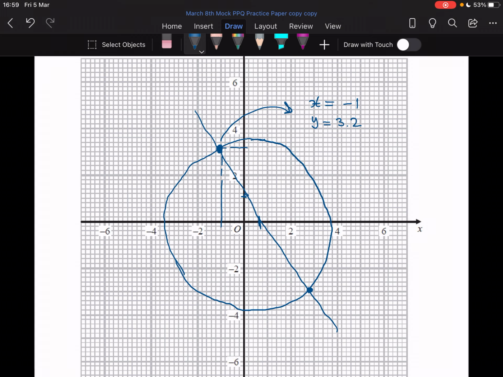You'd be more careful. And we do the same for the second point, because we have 2 points of intersection in this particular case. And that x coordinate looks like a 2.8.